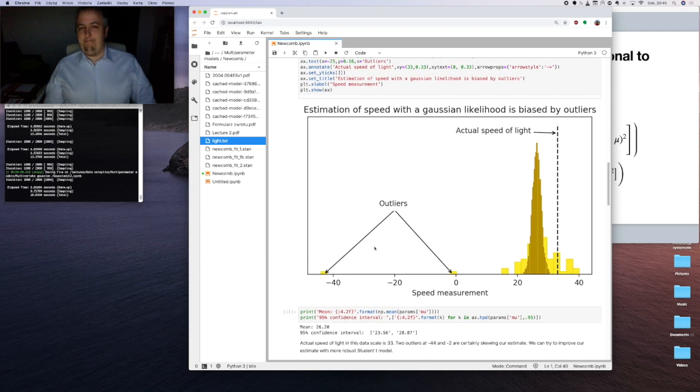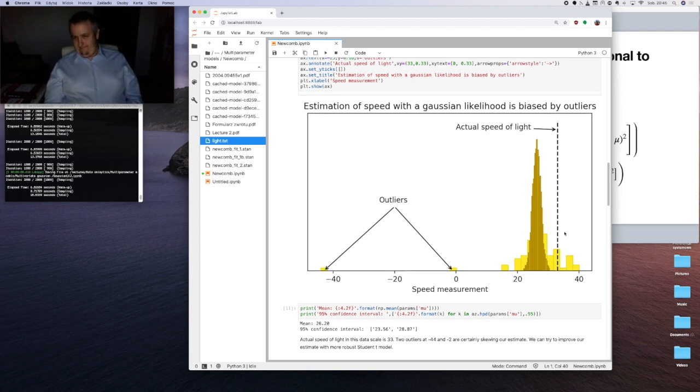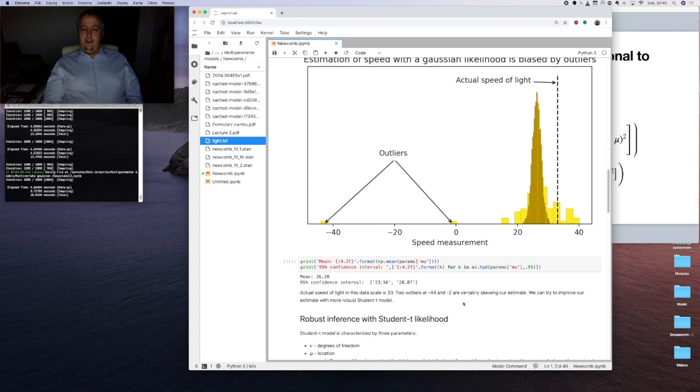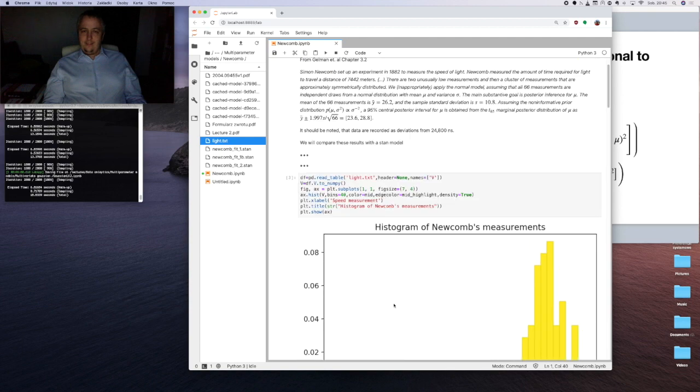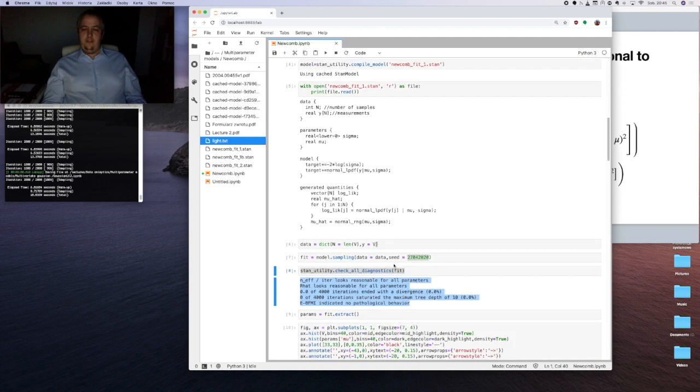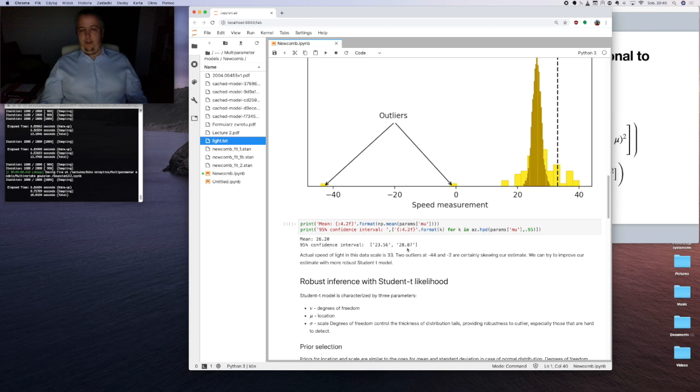Let's do some plotting. And what is the problem? The problem that we can observe here is that the actual speed of light is somewhere here, and our model locates its mean somewhere here. In particular, at 26.2, and the 95% confidence interval is 23.56 to 28.87. And comparing it to analytical results, we get what we were expected to get. So the numerical result is equal to the analytical result, which is okay.